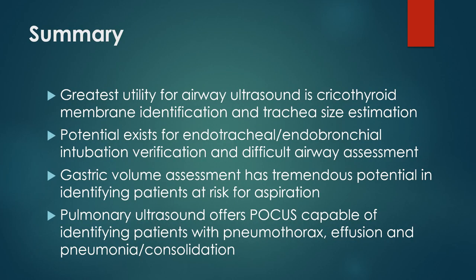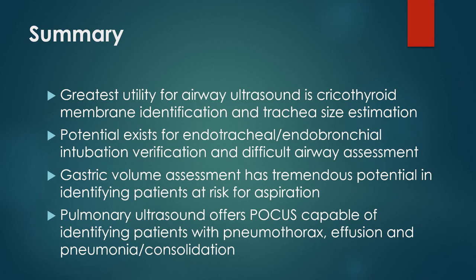So in summary, pulmonary ultrasound and gastric ultrasound and airway ultrasound, there's a lot of utility for airway ultrasound and cricothyroid membrane identification, especially if you're anticipating a difficult airway and some type of advanced airway technique, including a cric or some type of tracheostomy. As well, trachea size estimation is a very big part of airway ultrasound. I think in the future, when we get some better techniques and do some more definitive studies, we'll have a better idea about some of the uses in categorizing airway difficulty. Potential exists for endotracheal and endobronchial intubation verification, but I think it kind of slows down the process. But the difficult airway assessment part, I believe, is something that's coming in the near future.